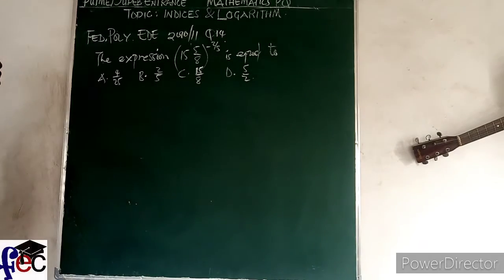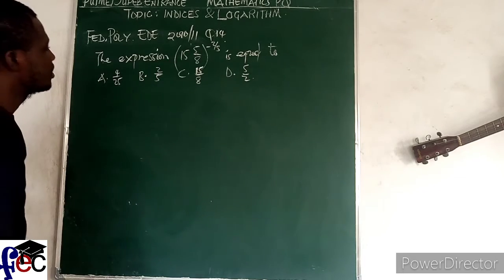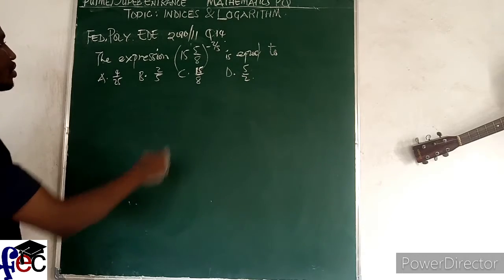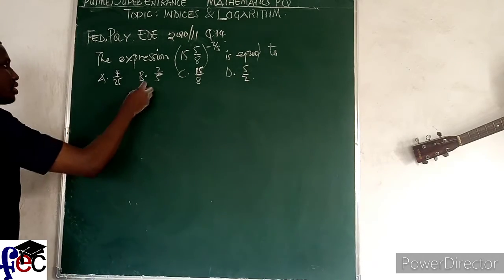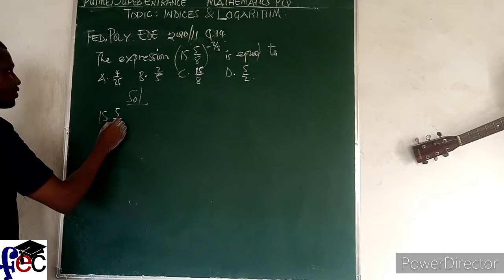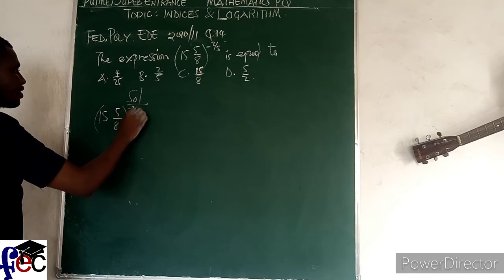Okay, this is another question, question 14. The expression 15 and 5/8 raised to power minus 2/3 is equal to which one of them? Solution. So that means we have 15 whole number 5/8 raised to power minus 2/3.